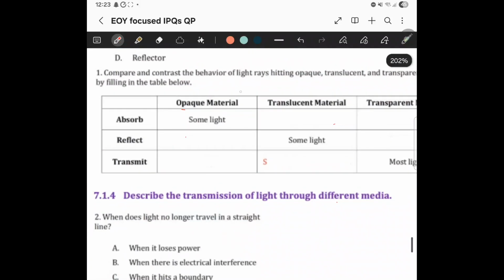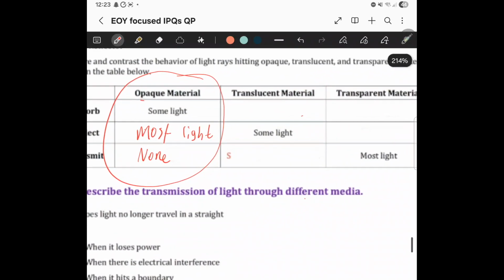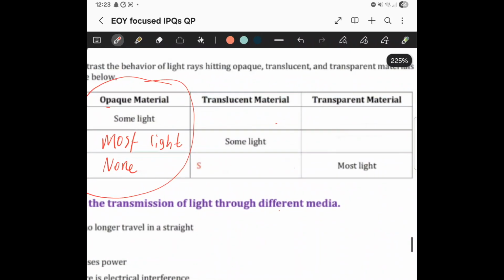We have opaque material, so for opaque, it absorbs some light, which means it reflects most of the light. Not some light, it will reflect most of the light. In fact, it should reflect all of the light. I don't even know why they're saying some light, because it blocks all of the light. Most light is what I should be saying for this one. Transmits, none. Because this said some, I wrote most. Yeah, well, I suppose it does absorb some energy. Oh, okay, I accept it.